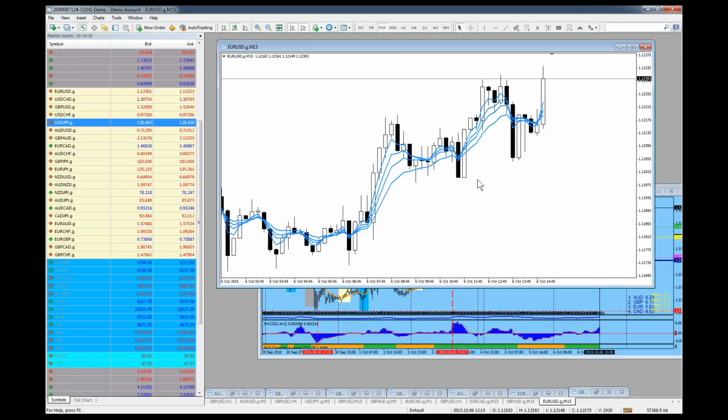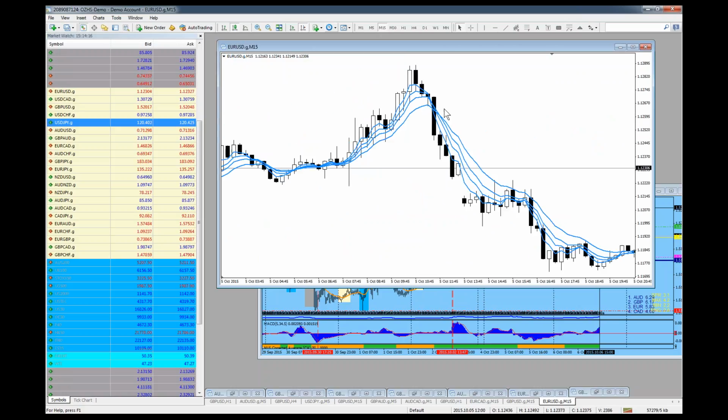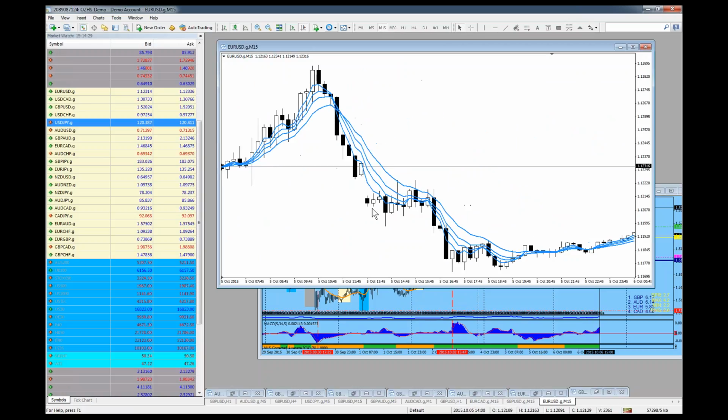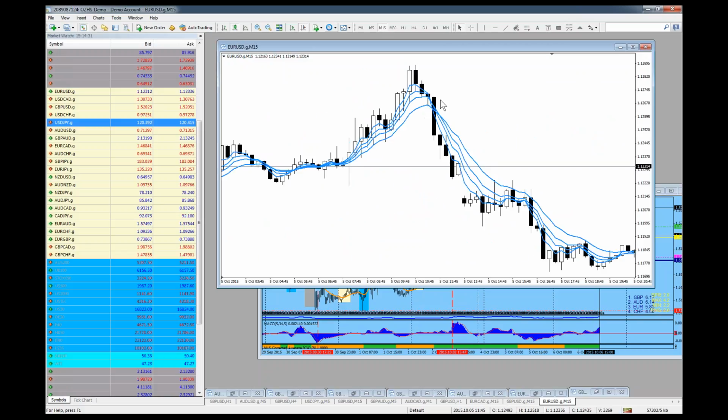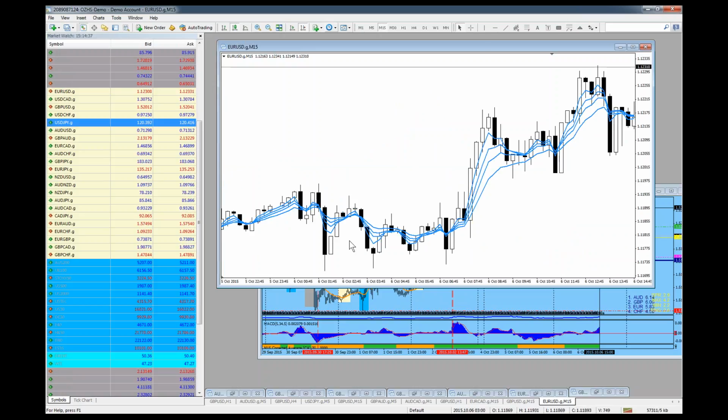But what you see with the guppies, which is interesting, let me turn this off, is when they all collapse on each other like this or like this, that's a precursor to a nice move coming up. And then what they add to this is they skip and do the 21, 23, 25, 28. And when they all collapse, because the 21 and up represent longer term position traders, that's the general thinking.